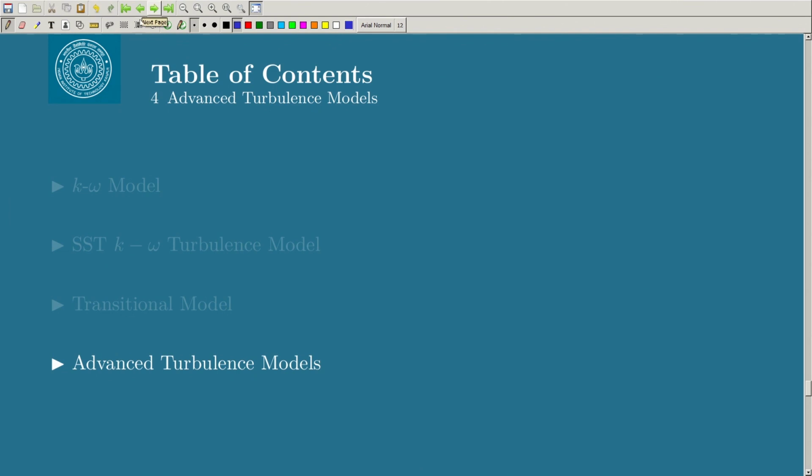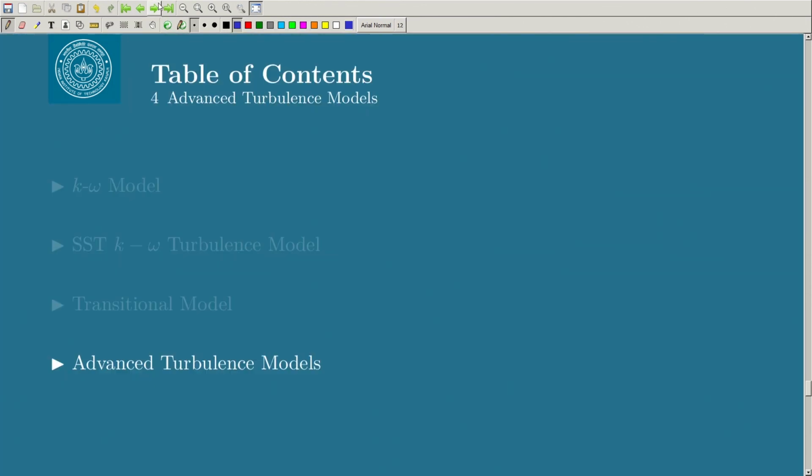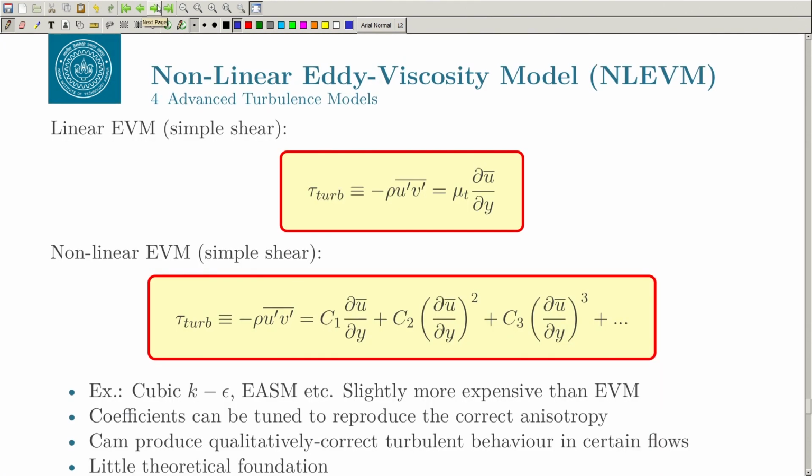Again you can see that there are many model coefficients in this transitional model also. It is not within the scope of this course to cover all the models, but let me briefly give you some idea about some of the other models which are used in the industry. Right now we have been using the linear eddy viscosity model. Basically, the Reynolds stress is linearly proportional to your velocity gradient. But in the literature you have non-linear eddy viscosity models also, which take care of anisotropy.